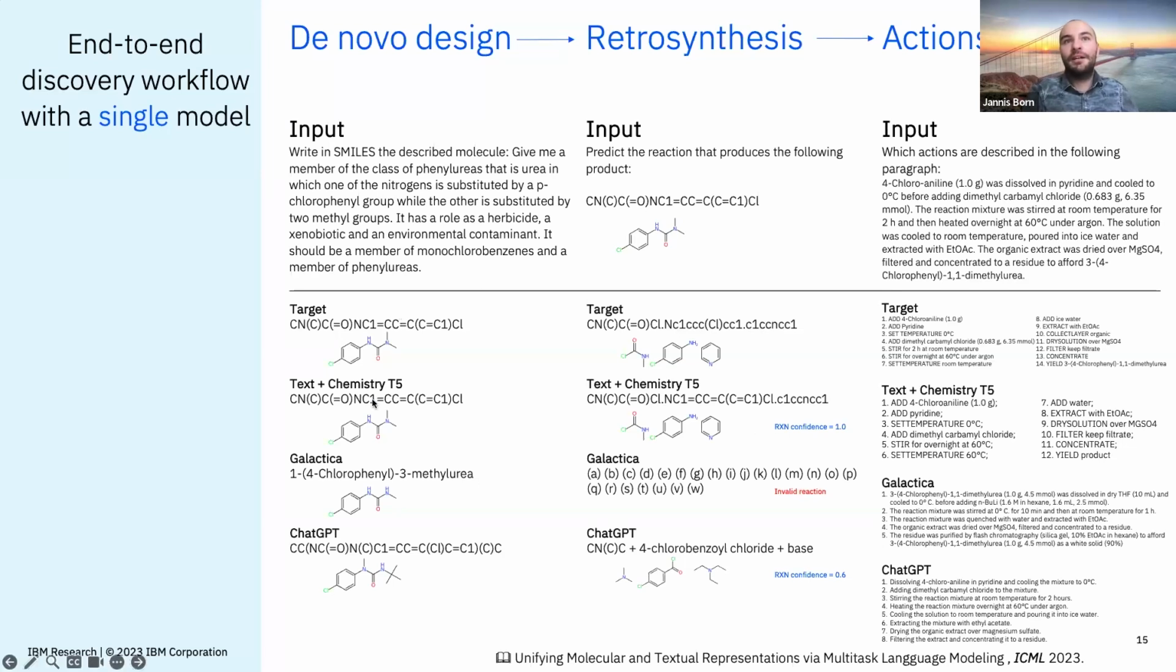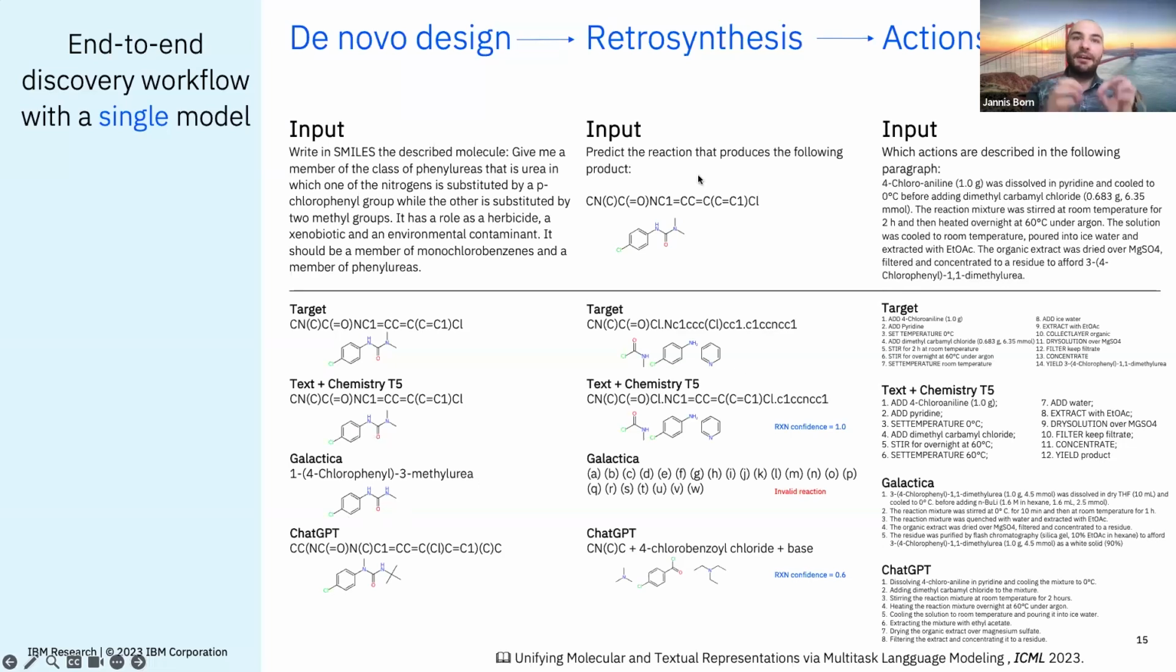So here we compared our model, text and chemistry T5, to Galactica, which is a model from Meta, and ChatGPT, in a setting where we want to rediscover monuron. That's an herbicide. This whole workflow involved three tasks. First, basically go from a text description to a small molecule. Here we see that most models solved this relatively well, but only our model solved it exactly, correctly.